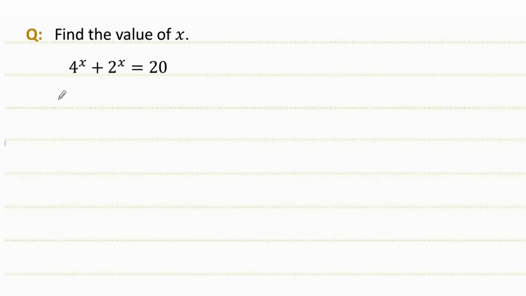Hello everyone. We are going to find the value of x in this equation. To solve it, we write 4 as 2 to the power of 2 and this term to the power of x plus 2 to the power of x. We move 20 to the left side. That's why we have minus 20 equal 0.